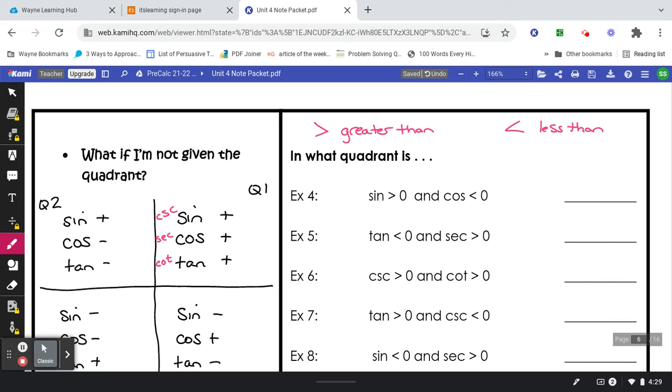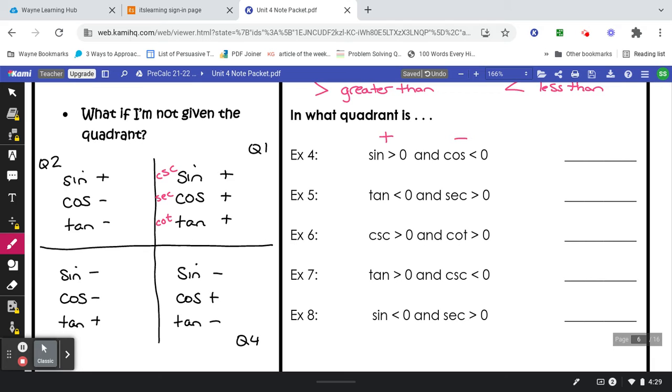So this says, example 4, sine is greater than 0. Greater than 0 literally means positive. And cosine is less than 0. Less than 0 would be negatives. So I come over to my chart, and I want to look for the quadrant. There will only ever be one correct answer, where the sine is a positive and the cosine is negative. That happens right here in quadrant 2. So I just write quadrant 2.